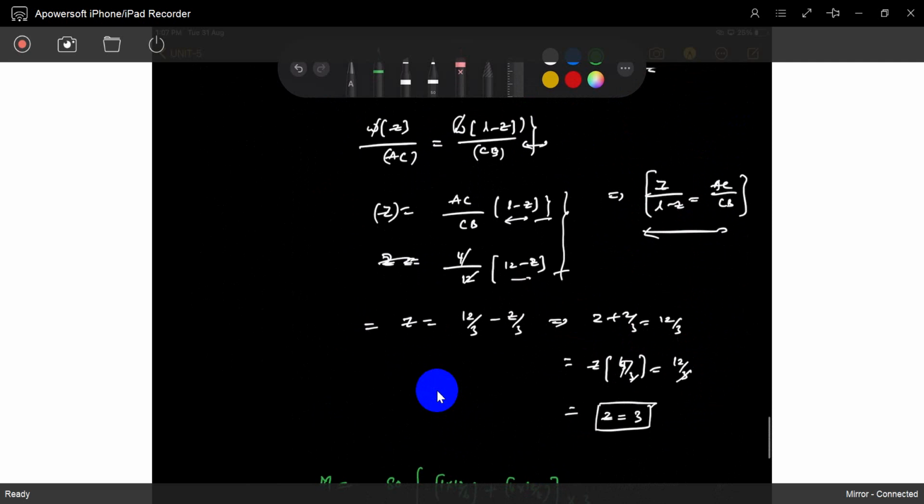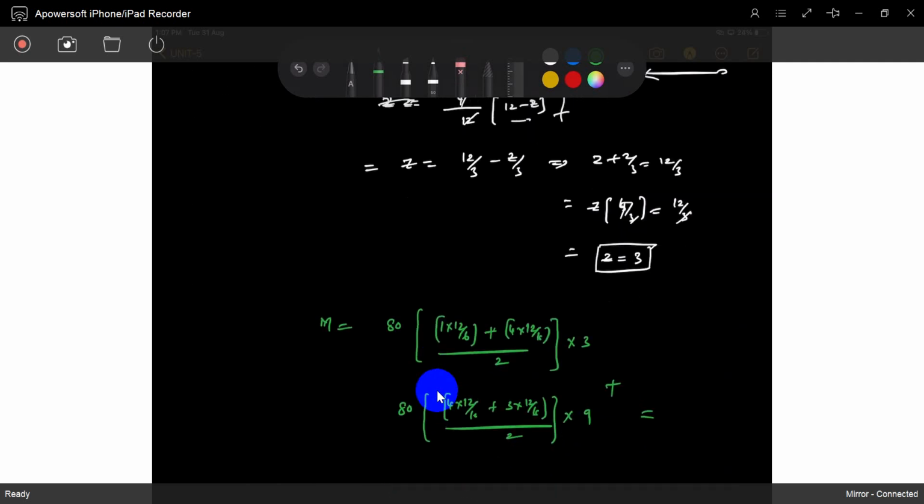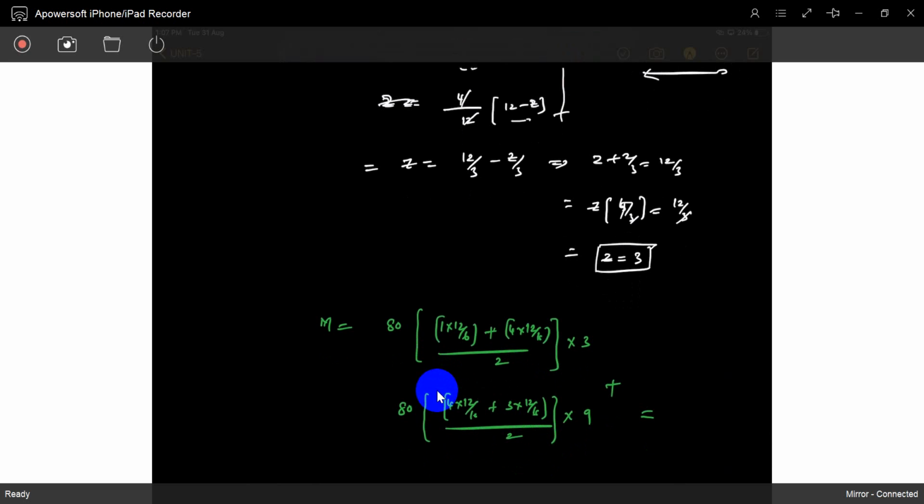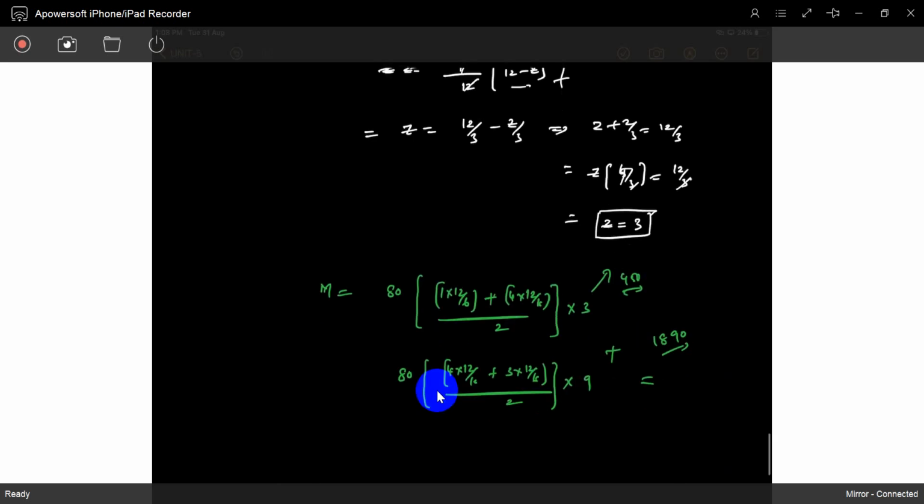What is that value? You have to find it. It's 12 into 5, multiplied by 12 divided by 16. Answer divided by 2, answer multiplied by 3, answer multiplied by 80. This is 450. Then 4 plus 3 is 7, 7 multiplied by 12 divided by 32, answer multiplied by 9, 80. It's 1890. Answer plus 450 is 2340 kilonewton meter. That is the idea.